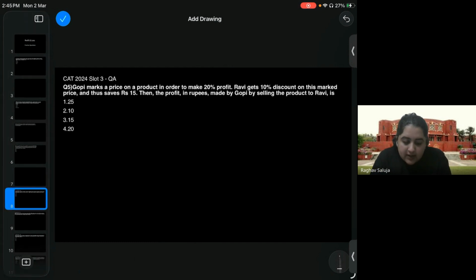Gopi marks a price on a product in order to make 20% profit. Ravi gets a 10% discount on this marked price and thus saves rupees 15. Then the profit in rupees made by Gopi by selling the product to Ravi is?